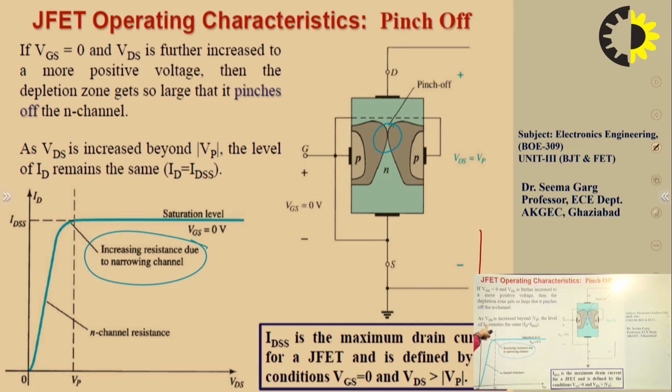So when your VDS increases beyond this VP voltage, then what will happen? Then the level of the ID will remain the same, but this thickness will get elongated. It will be something like that. So this is the difference that will take place when you increase the VDS beyond VP.